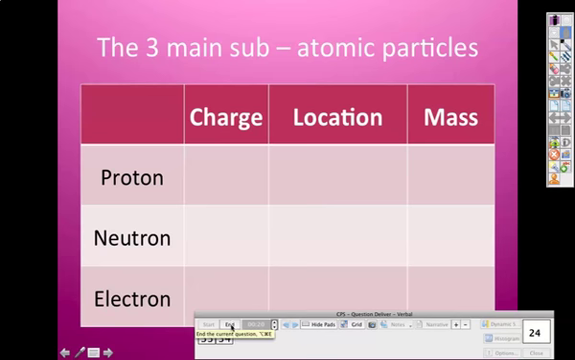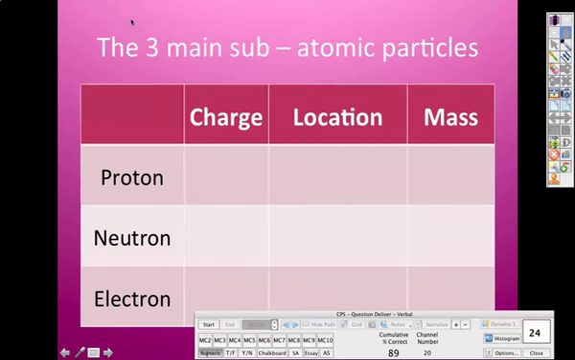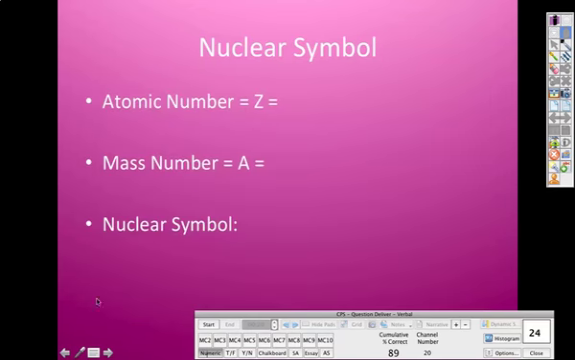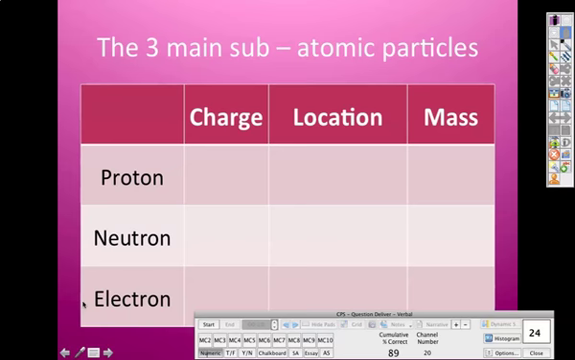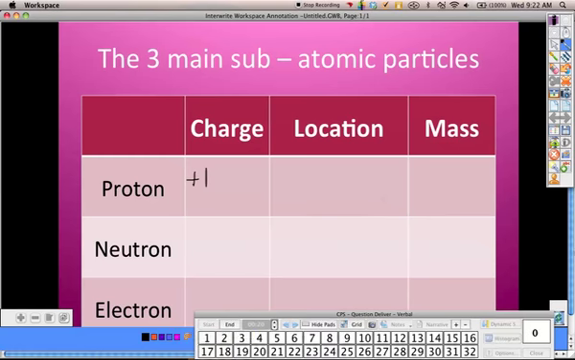I'm going to end this one just to see what we know already. So I'm seeing a lot of positive, +1, which is exactly right. The charge of a proton is 1+, or +1. Go ahead, if you know it, click in the charge of a neutron.